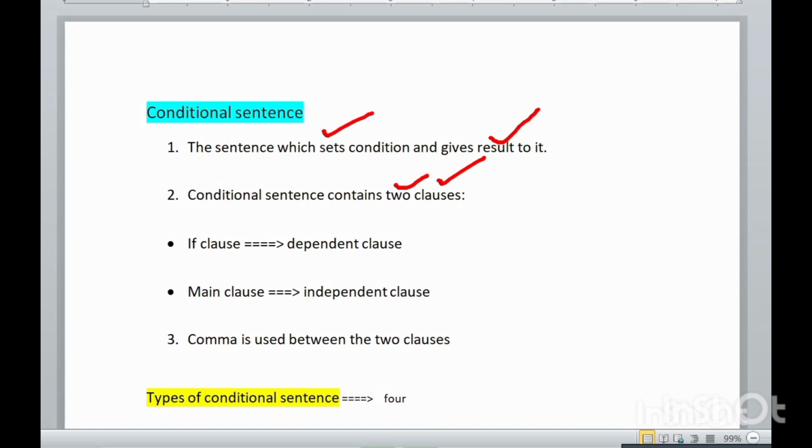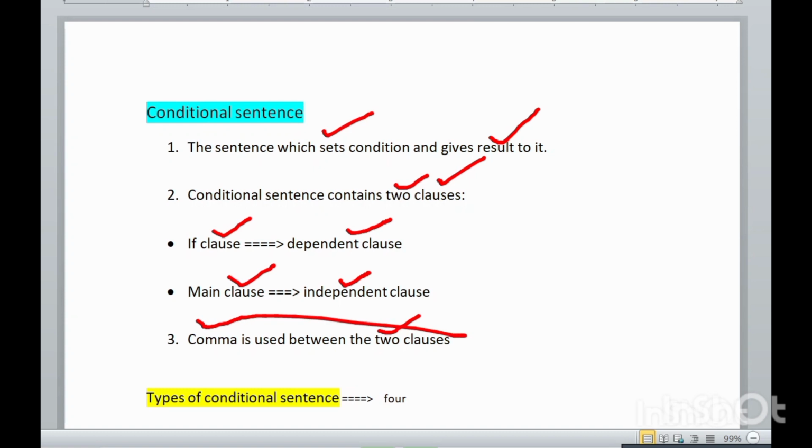The if clause is also called the dependent clause. As we know, if is a subordinating conjunction, and when it is used before any clause, it means that it is a dependent clause. Now the main clause. The second clause is the main clause. The main clause is the clause that completes the sentence, and together with the if clause we have the conditional sentence.